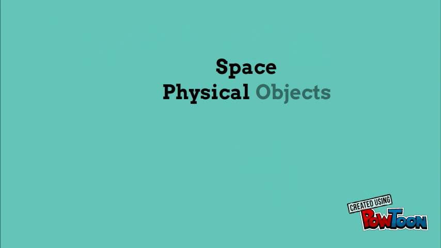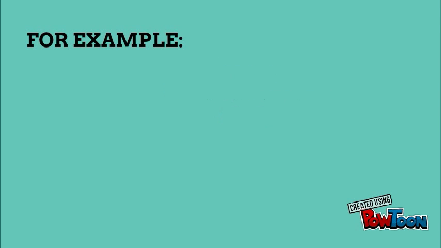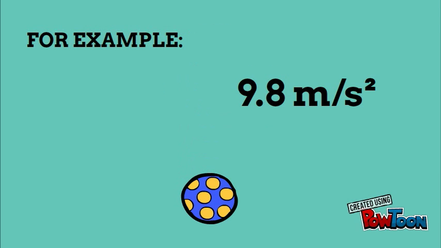It also plays a big role in what is space, physical objects, and time. For example, a free-falling object like this ball gains a downward speed of 9.8 meters per second squared.